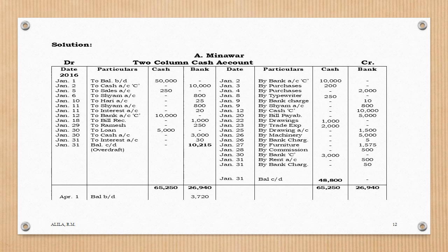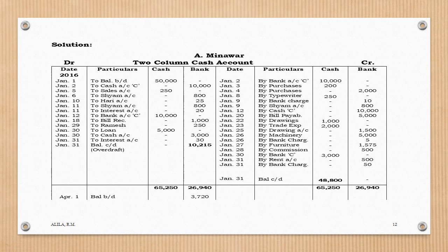We bought machinery on the 26th, 5,000, and included a bank charge of 5. On the 27th, we buy furniture by check, so this goes into the bank column, 1,575. And the commission of 500.